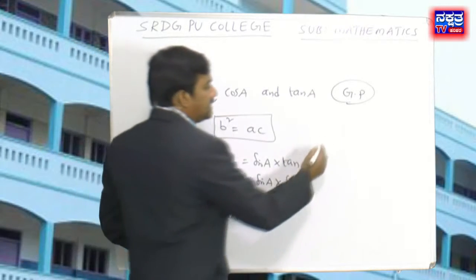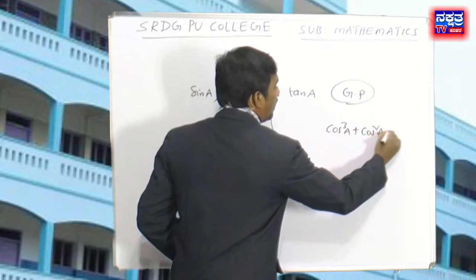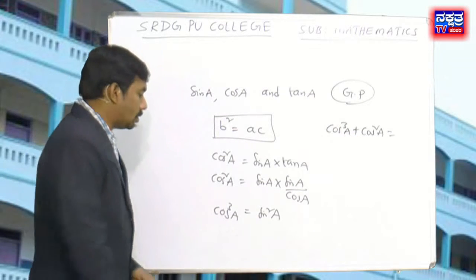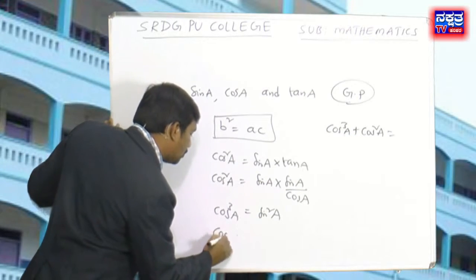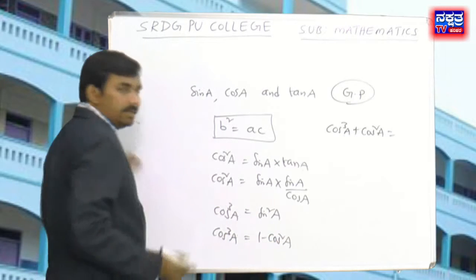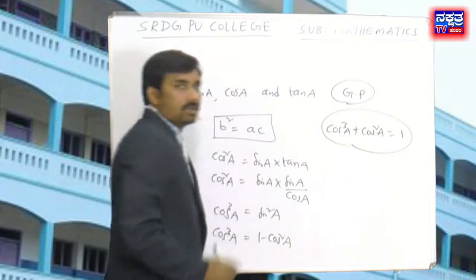But the given question is cos cube A plus cos square A equal to. So to convert into cos square A, we take cos cube A equal to 1 minus cos square A, then clearly it equals 1. So the answer is 1.